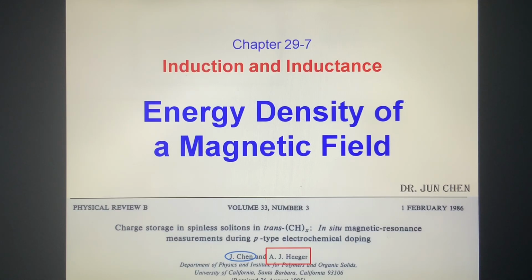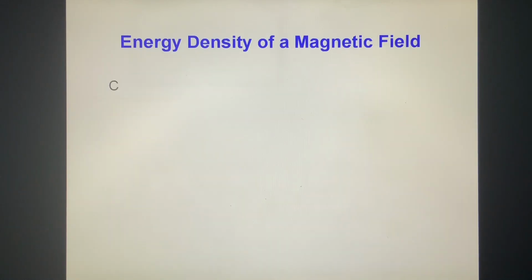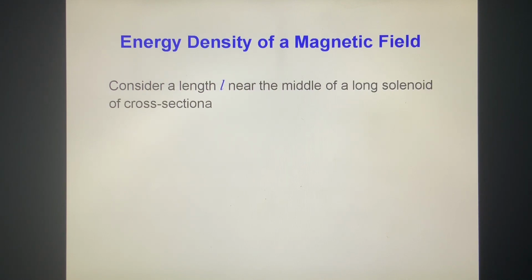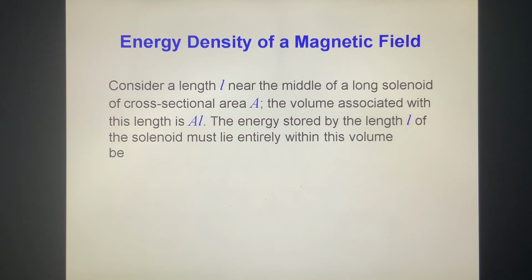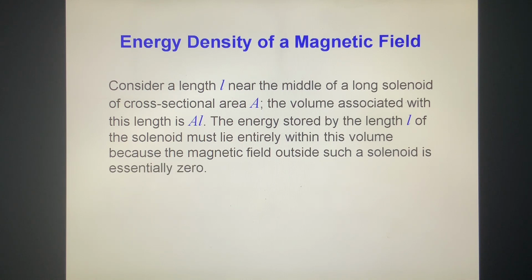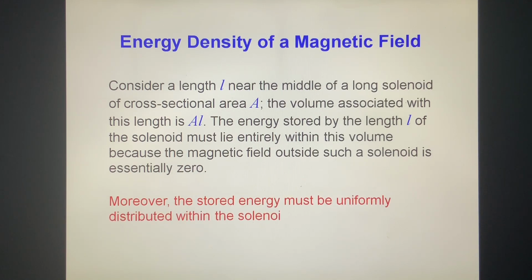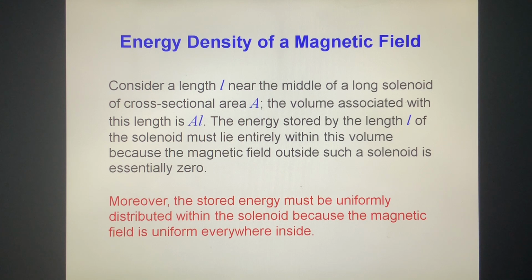Energy density of a magnetic field. Consider a length L near the middle of a long solenoid of cross-section area A. The volume associated with this length is AL. The energy stored by the length L of the solenoid must lie entirely within this volume, because the magnetic field outside such a solenoid is essentially zero. Moreover, the stored energy must be uniformly distributed within the solenoid, because the magnetic field is uniform everywhere inside.